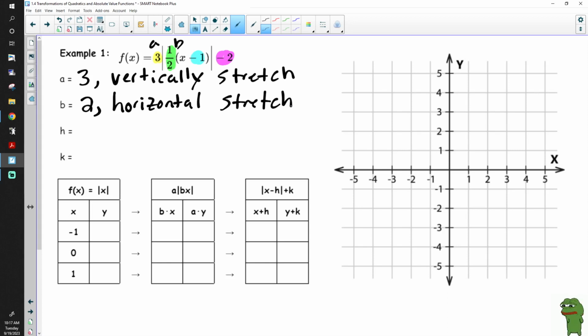On to the H value. The H value is our light blue. It's on the inside. It looks like we're subtracting 1, but the opposite is to add 1. So positive 1. The H value is positive 1. So you go to your table on page 13, you look at H value, and only two things can happen. Either it goes right or it goes left. If it's a positive 1, which way do we go? Right. Right 1. It will go right 1 unit.